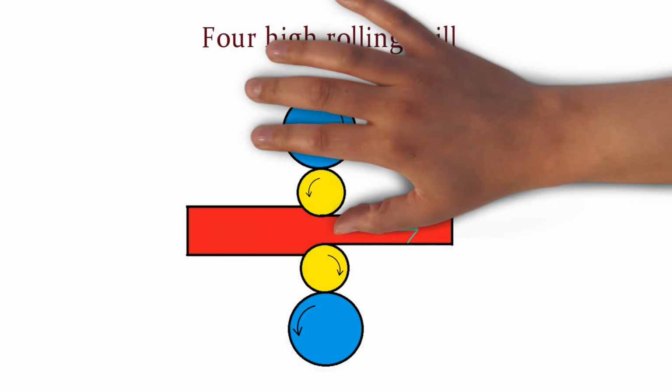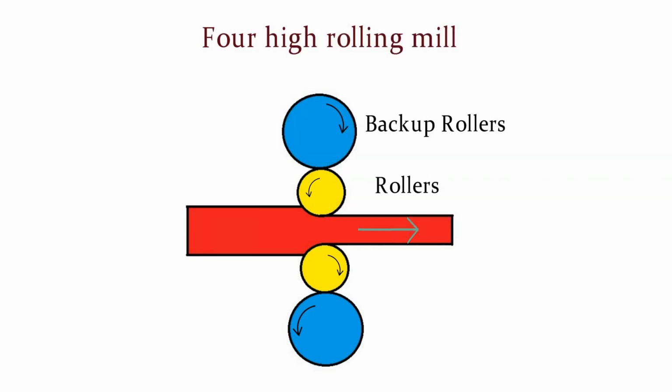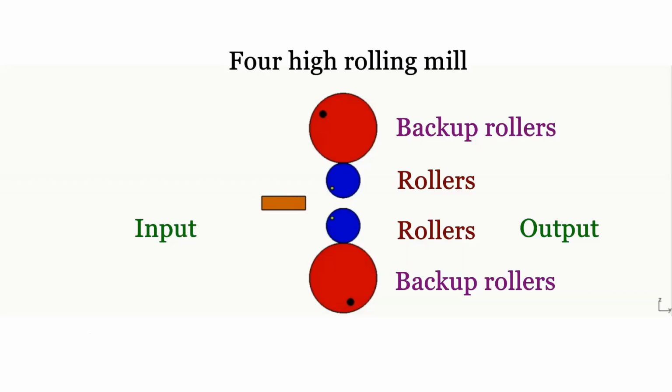4 high rolling mill. This setup is very much similar to 2 high rolling mill, but in this mill, instead of 2 rollers, 4 rollers are placed in a vertical line. But the size of all rollers is not same. The 2 rollers which come in contact with the metal stock have the same size and the other 2 have same size. The big rollers are used for backup purpose only.